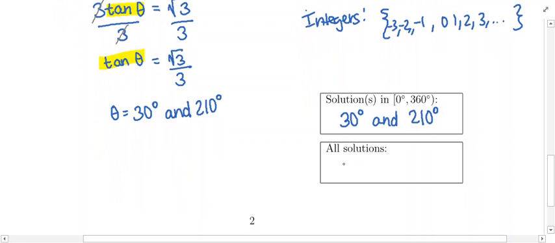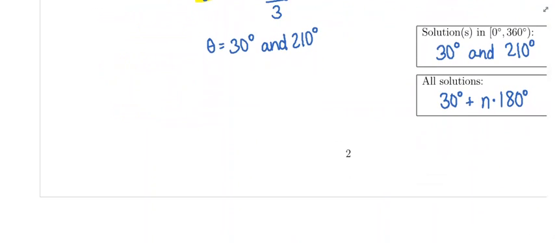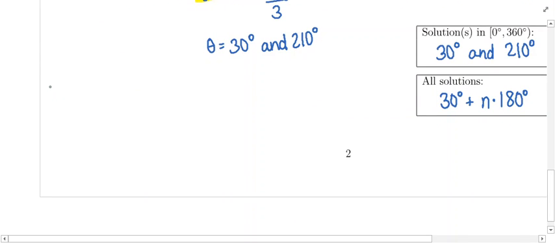To get all the solutions, I picked a solution within one period of tangent, and now I'm adding integer multiples of the period of tangent. So watch, this is how it works. I'm going to come down here and I'll use a different color. Start picking values for n. If n is 0, plug in 0 for n. You're going to get 30 degrees plus 0 times 180. That's going to give you 30 degrees. We know that's a solution. It's one of the ones we found on the unit circle.